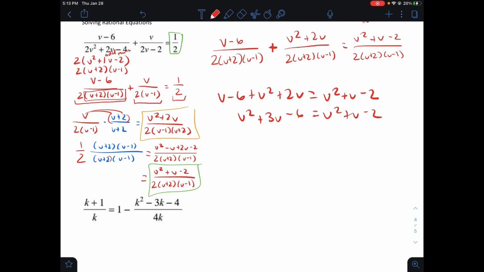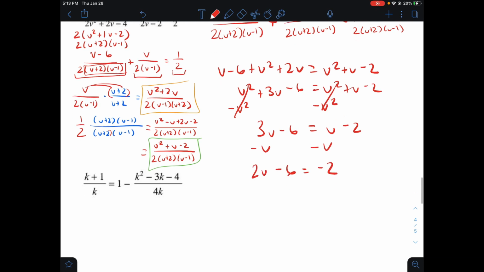So now let's go ahead and start combining like terms and getting some things on the same side here. So we could do minus v squared. And both of the v squareds cancel out, which is kind of nice. We end up with 3v minus 6 equals v minus 2. Let's do minus v. You get 2v minus 6 equals negative 2.